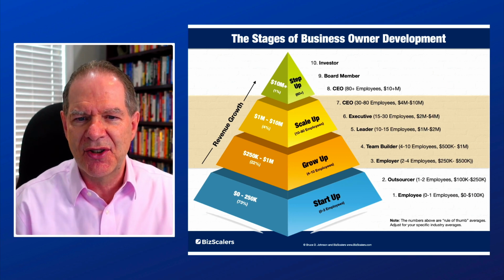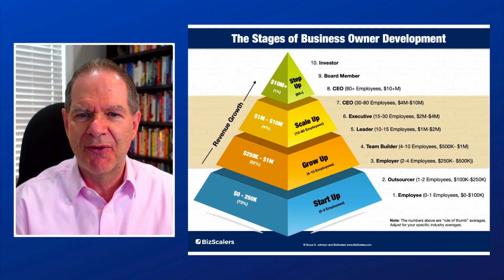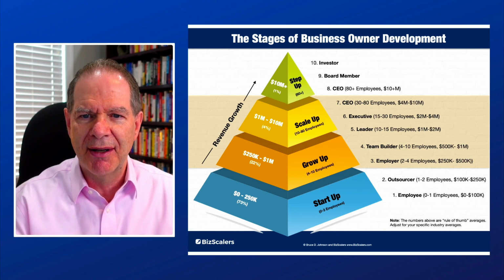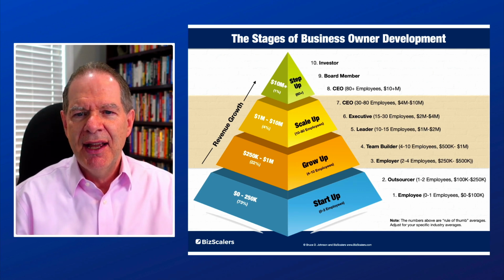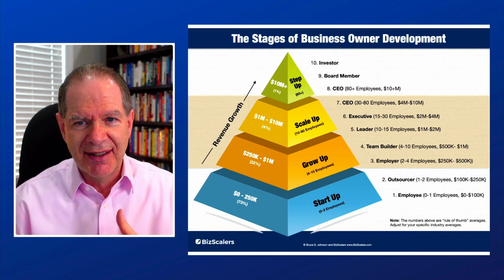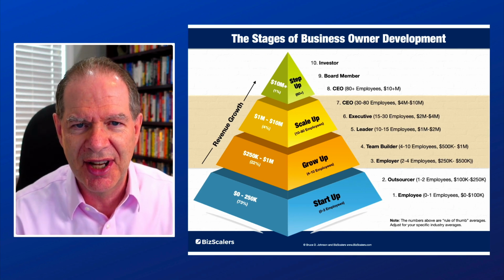So the startup phase is usually between 0 and 250K. The grow-up phase is between 250K and 1 million. The scale-up is from 1 million to 10 million, and then the step-up is from 10 million on up to billions. Right? Now, for a business owner, these are the 10 different stages that you normally go through. You can see on the right-hand side.